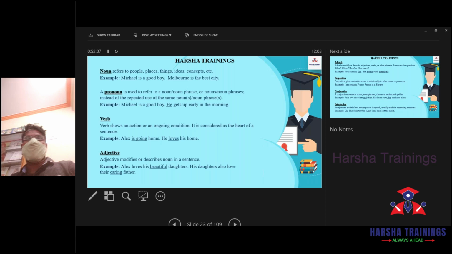This building is very tall. What is the adjective there? Tall. Because tall is describing how the building is. That becomes the adjective. Understood? So an adjective modifies or describes a noun in a sentence. For example, Alex loves his beautiful daughters. Daughters are nouns. So beautiful daughters. Beautiful becomes the adjective. His daughters also love their caring father. Father is a noun. What is describing the father? The word caring. The father is very caring. So caring becomes the adjective. Simple? Any doubts? No? Okay.